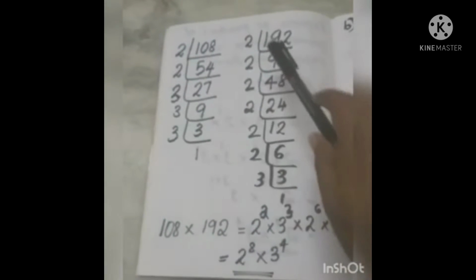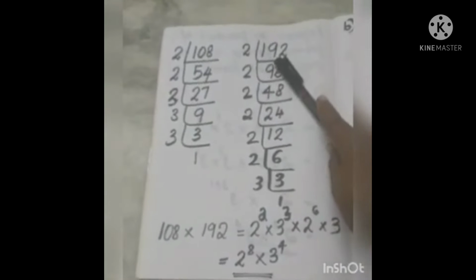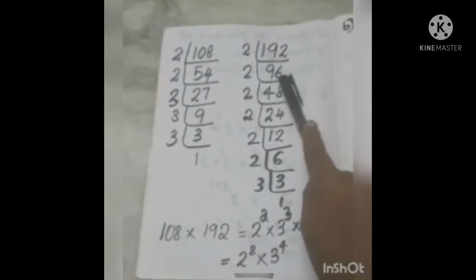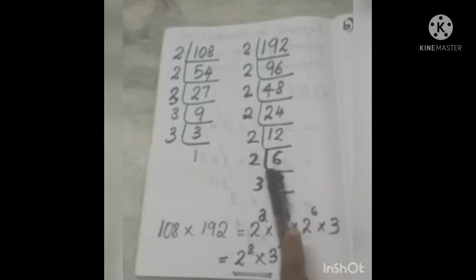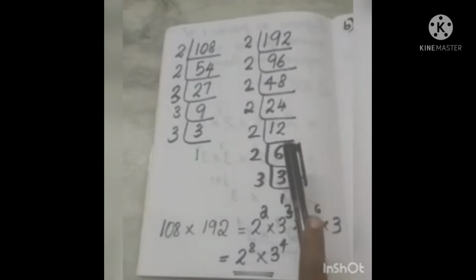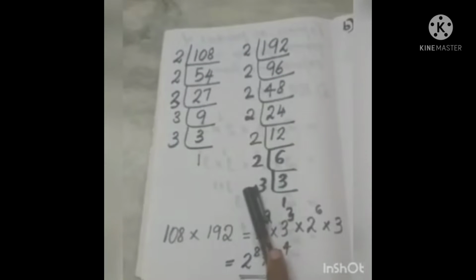Now the second number, 192. Again it's an even number, so starting with 2, 192 gives 96. Again it's an even number, going with 2, you will get 48. It's an even number again, 2, 24. Again 2, 12. 2, then 6. 2, 3. 3 is a prime number, so the only factor is 3 itself. So we have prime factorized 192 also. Now the first part of the question is over. We have prime factorized the numbers.